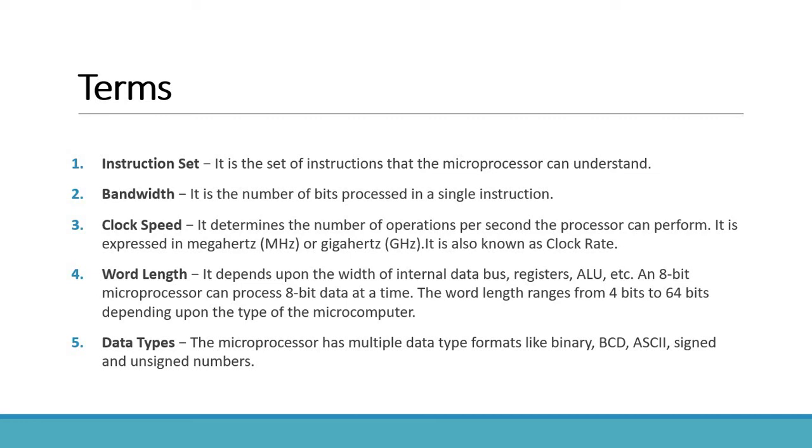Word length. It depends upon the width of the internal data bus, registers, and ALU. It may last from 8 bit to 64 bits. Next, data types. The microprocessor has multiple data type formats like binary, BCD, ASCII, signed and unsigned integers.